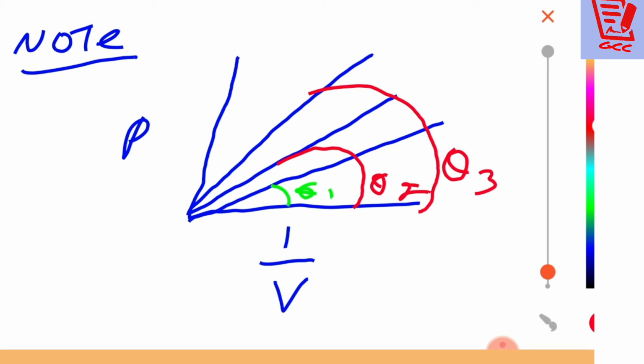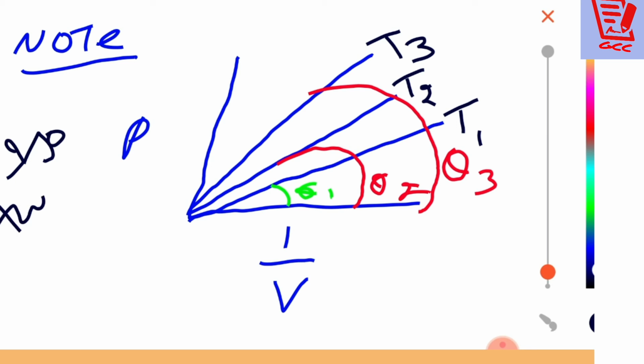Okay, and here one thing more I am doing, I am writing here temperature T1, temperature T2 and temperature T3. These temperatures are constant, and that is why this curve is also called isotherm curve. Isotherm means iso means same, therm means temperature, because temperature is remaining the same.